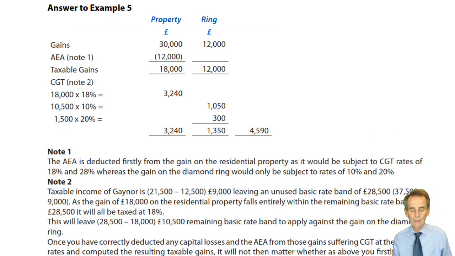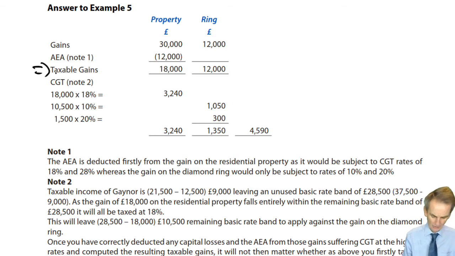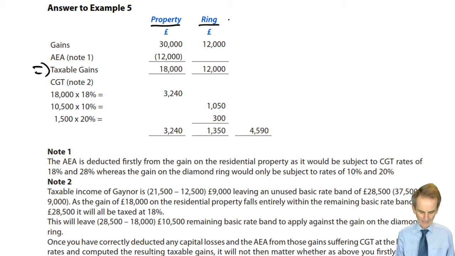Okay, let's see how we've fared here. We've also, if you've reviewed through all of the answer already, seen that we've made another additional statement at the end, which we'll explain in a few minutes' time. Again, obviously to compute any CGT liability, we need to establish taxable gains. This time, the two types of asset we have different tax rates applicable to them, so we separate out the gain on the property from the gain on the ring.